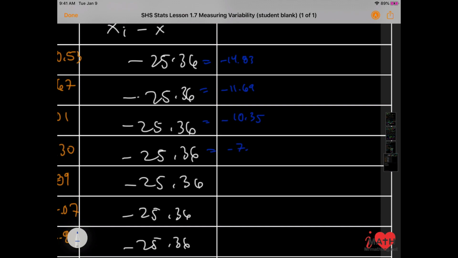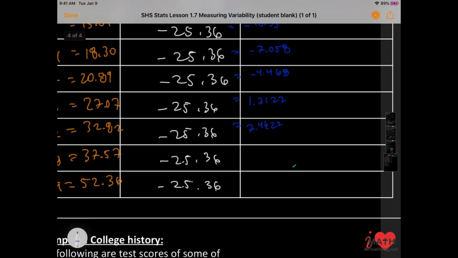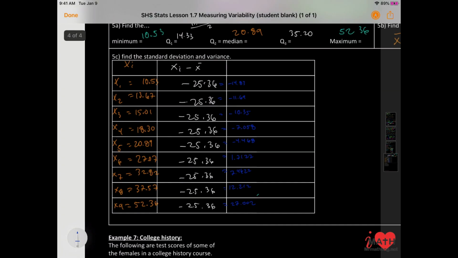Negative 7.058. Negative 4.468. 1.7122. I subtract those two numbers, I will get 12.212, and then I got 27.002. Okay, so let's review what we've done so far.